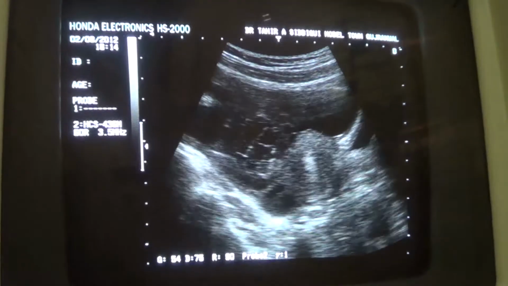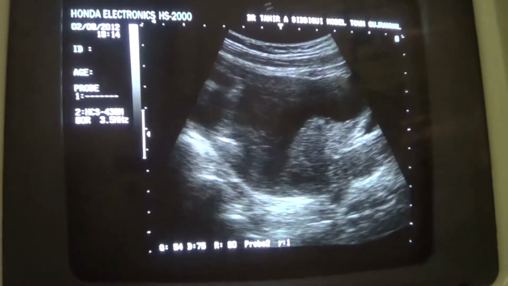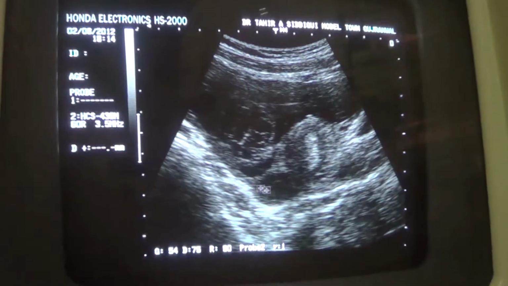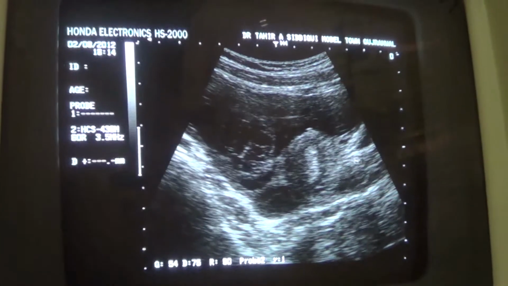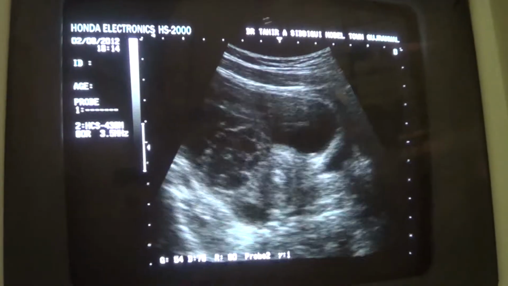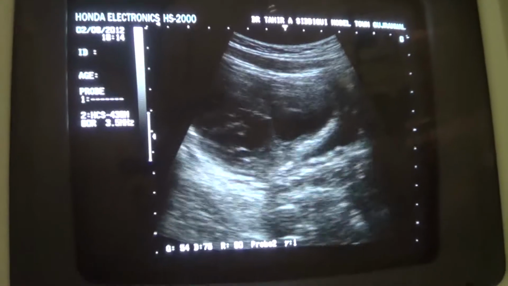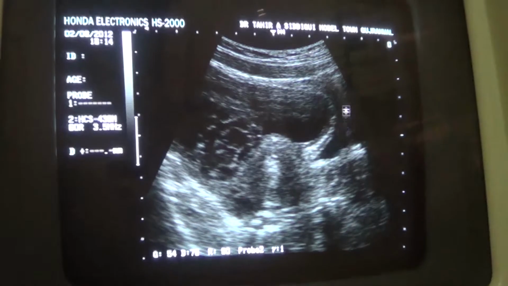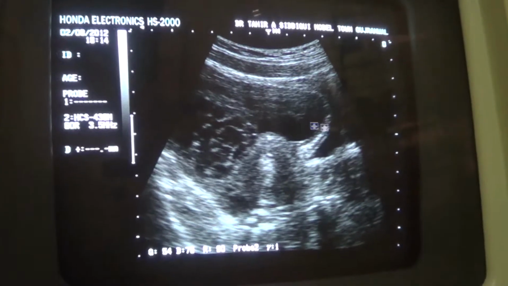However, fluid is seen in the pelvic cavity, and all this area is fluid. This is the urinary bladder. Differentiate between the fluid in the pelvic cavity and the partially filled urinary bladder. Now this is the urinary bladder and this is the fluid.